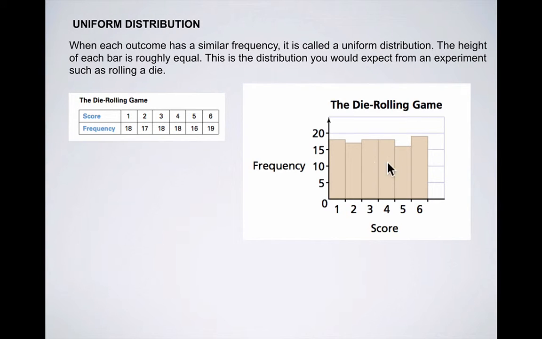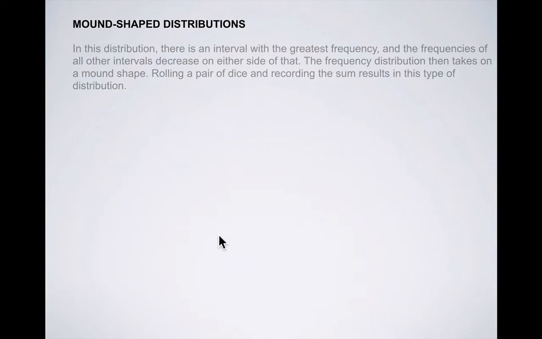There is really no mode. The mean really doesn't tell you much because the mean is going to be somewhere around 3 or 4 if you add all this up. And so this really doesn't have as much meaning when you talk about a mean or mode.